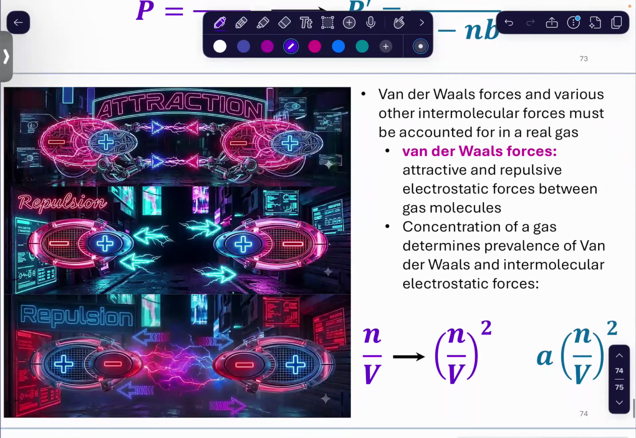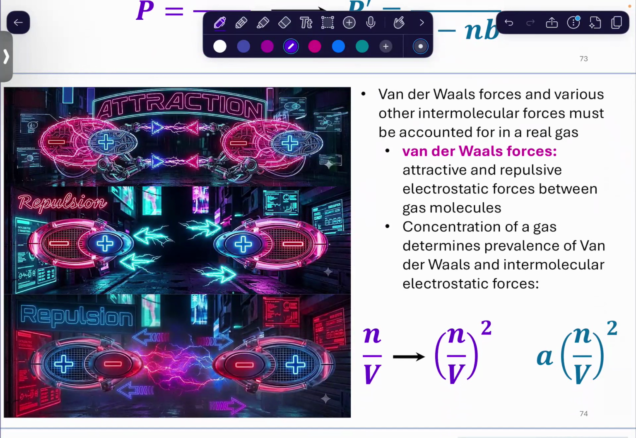Your van der Waals forces. You can have electrostatic attraction between positive and negative. You can have electrostatic repulsions between positive and positive. You can have electrostatic repulsions between negative and negative. Now, what that's going to affect is your concentration term.